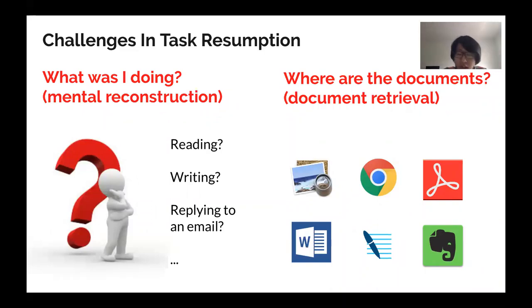Task resumption is not easy. There are two different challenges in task resumption. First, I need to remember what I was doing in the past. I was reading, writing, or just brainstorming. Second, where is the document that I was doing? Was I reading a paper on Chrome, or I downloaded it and read it on Adobe Reader? Because there are many applications we use, and there are also many documents per application.